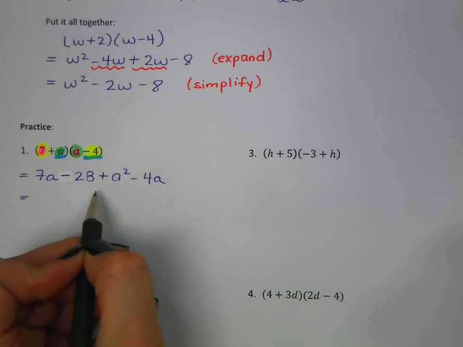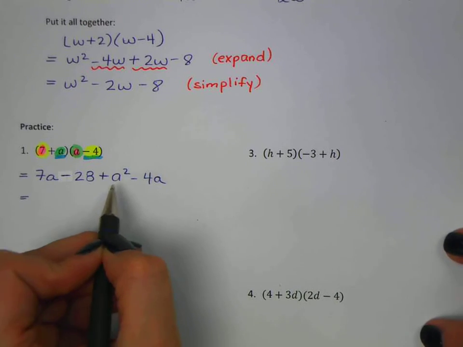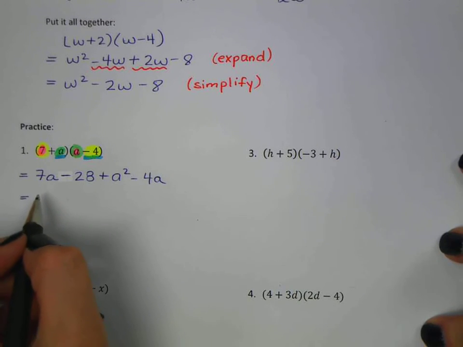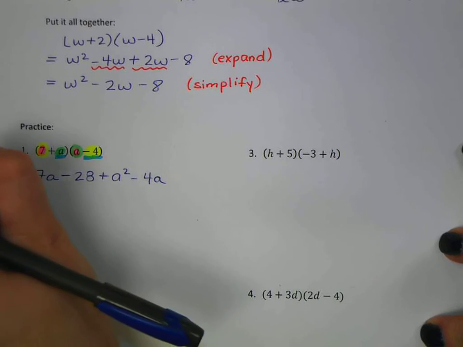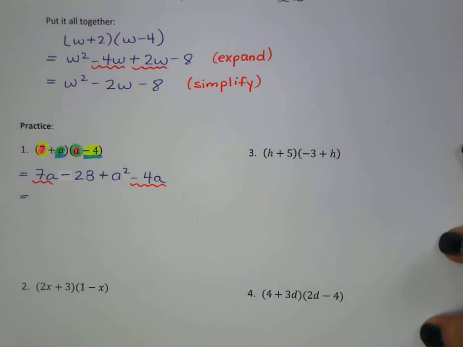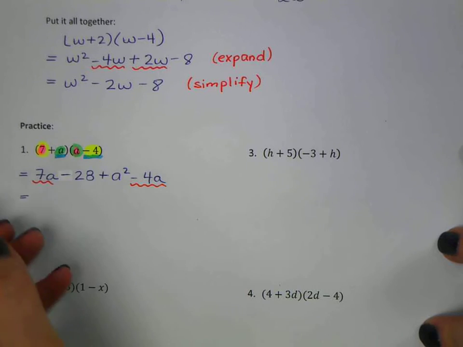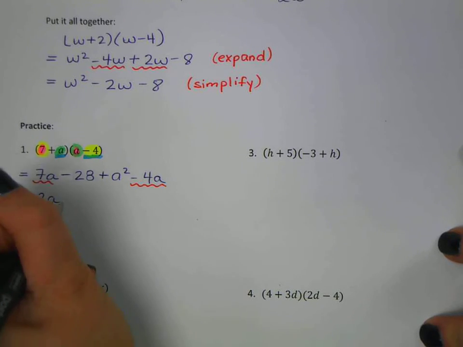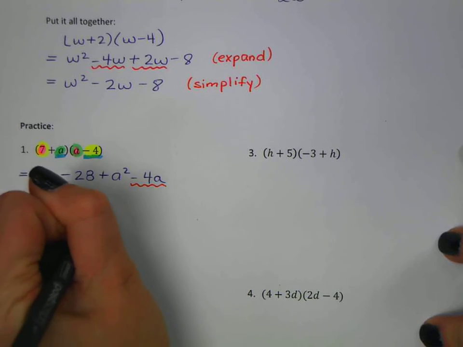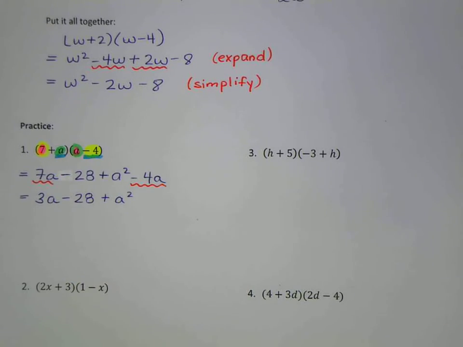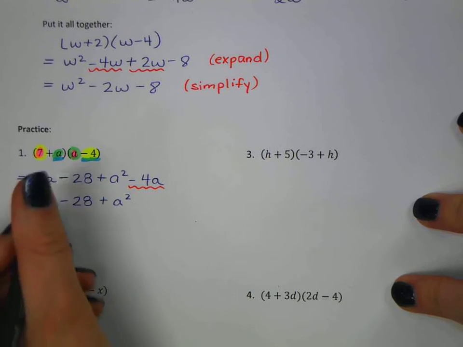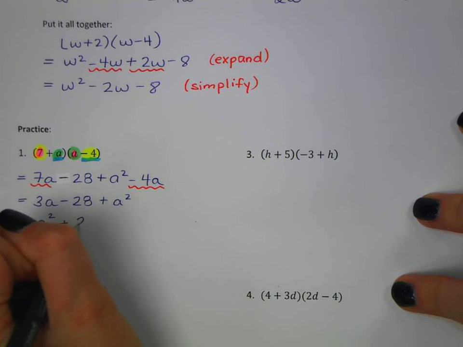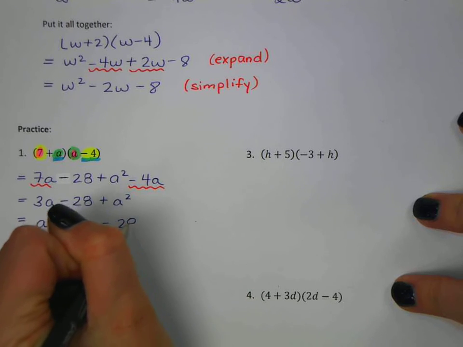So we've expanded, now we need to simplify. And we can, at the same time, put our polynomial in the proper order, or you can do that in a separate step, whatever is easier for you. So let's combine like terms first. So our like terms are 7a and -4a. So 7a minus 4a is 3a. And then -28 plus a squared. And then finally we just need to order it. So decreasing powers, a squared plus 3a minus 28.